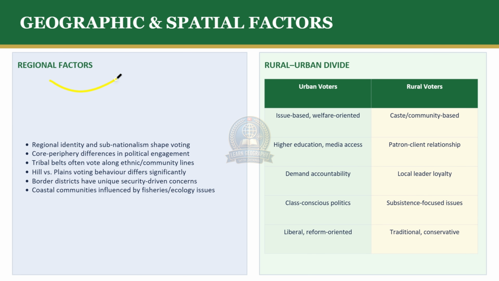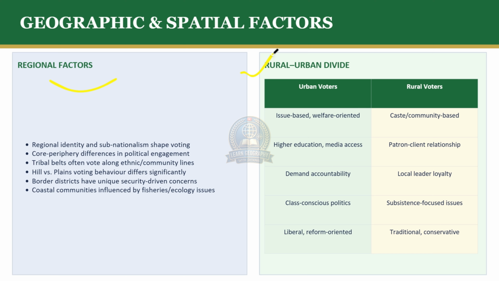Regional factors. Regional identity and subnationalism shape voting. Core-periphery differences in political engagement. Tribal belts often vote along ethnic community lines. Hill versus plains voting behavior differs significantly. Border districts have unique security-driven concerns. Coastal communities are influenced by fisheries and ecology issues.